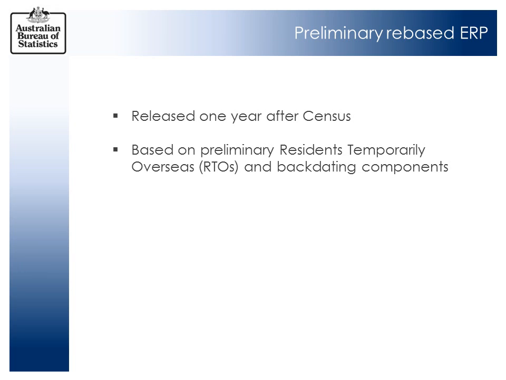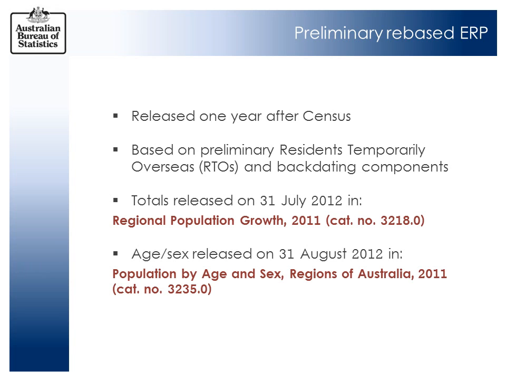The first set of sub-state rebased population estimates are released around a year after the census. These estimates are called preliminary rebased. At this stage, the residents temporarily overseas and the backdating components, the births, deaths, and net migration, are not yet finalised. We just use the most up-to-date information we have at the time. Preliminary rebased estimates were released in July and August 2012 in the 2 products you can see on the screen.